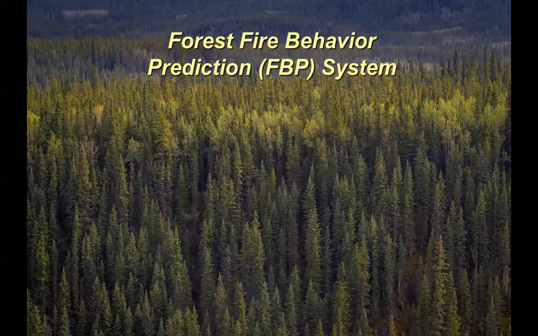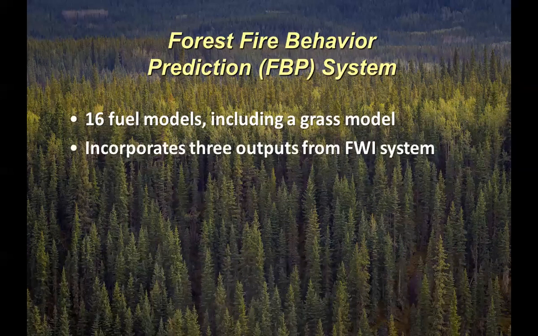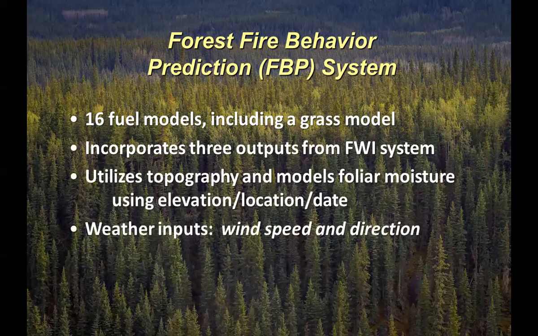The Forest Fire Behavior Prediction System has 16 fuel models, including a grass model. It incorporates 3 outputs from the FFDI system into its calculations. It utilizes topography and models foliar moisture using elevation, location, and date. So in other words, it's the same from year to year based on where you are, the elevation, and the day of the year. Weather inputs, in addition to those that were required for FFDI, include wind speed and direction.